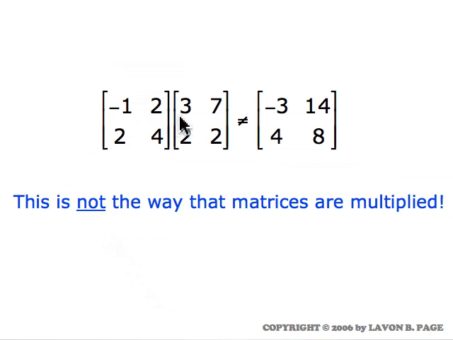-1 times 3 is -3. This is not the way matrix multiplication is done. The reason it's not done this way is because this kind of multiplication doesn't prove to be very useful.